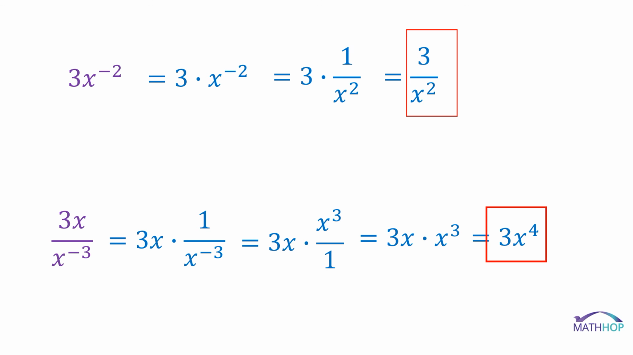So basically, negative exponents switch position. If they're in the numerator, they move to the denominator and become positive. If they're in the denominator, they move to the numerator and become positive. Hopefully this video showed you why.